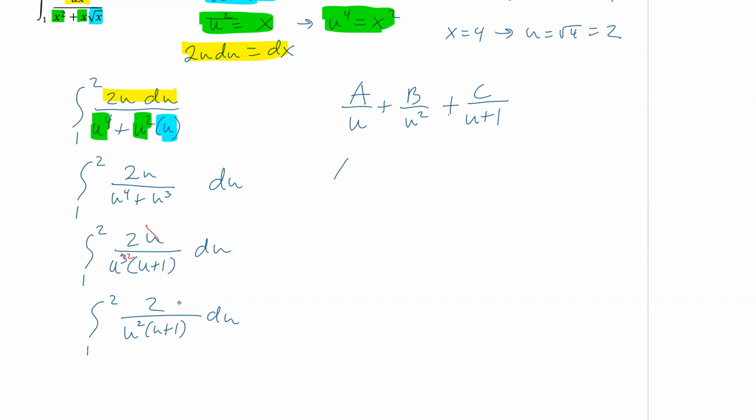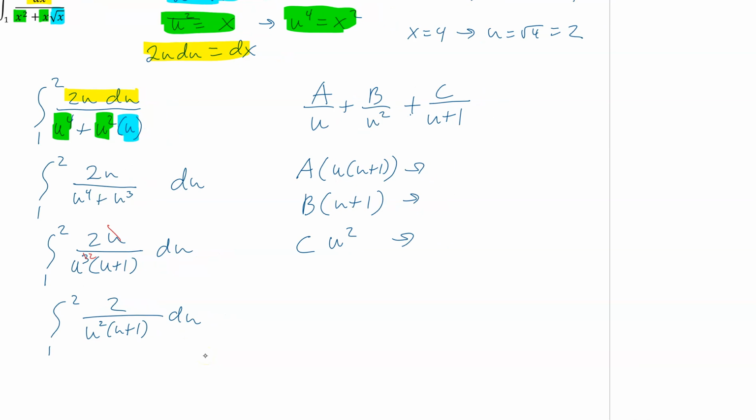So if we multiply this, the a is going to need a u and a u plus 1. The b already has the u squared, so it just needs a u plus 1. And the c needs the full u squared. That way we will end up with u squared times u plus 1. So you should always see it: this is u squared u plus 1, u squared u plus 1, and u squared u plus 1. So they all give us the same common denominator.